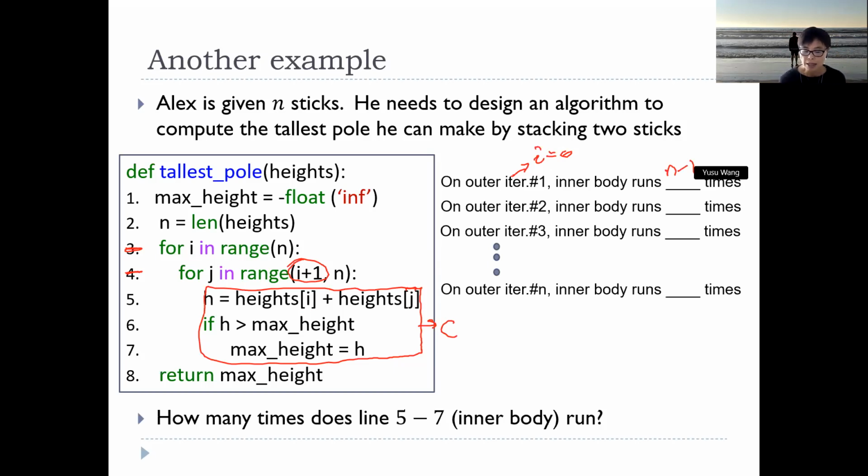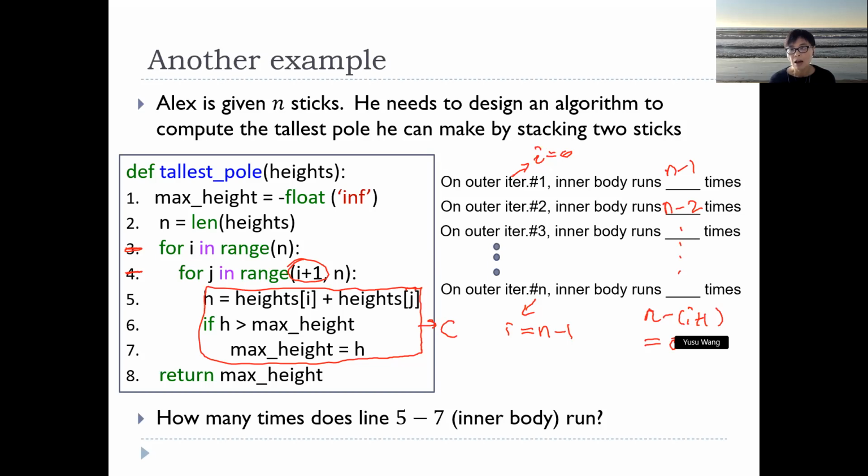Then for the second outer loop iteration, i equals 1. The inner loop goes from i plus 1 to n, so it runs n minus 2 times, and so on. And when you are in the last iteration, iteration number n, i equals n minus 1. In this case, the inner loop runs n minus i minus 1 times, which is basically 0 times. Okay, so this is what we have.